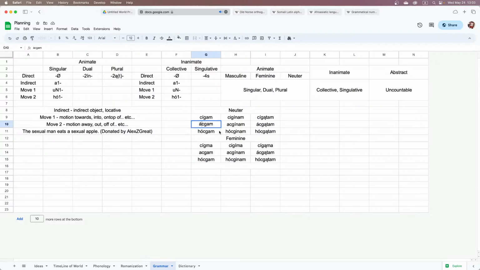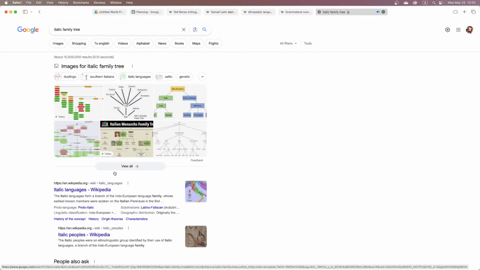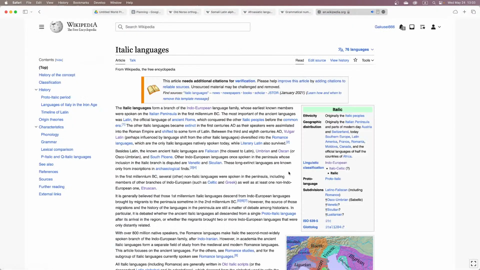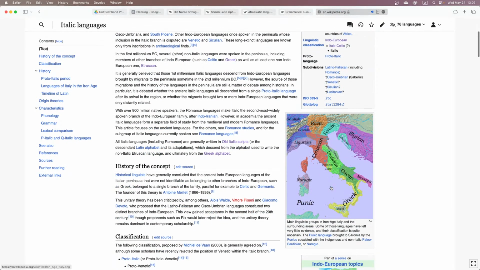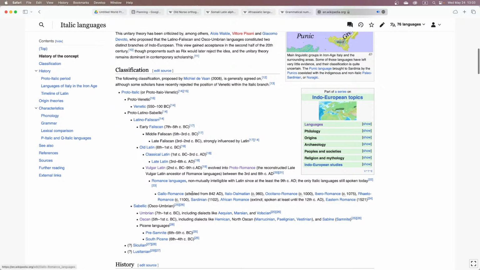Oh, this is going to have stress on the first syllable. Oh, Western Romance. Italic is higher up on the tree. Italic is just the ones in Italy at the moment, right? Or the old ones from, yeah, here we go. Proto-Italic, so Western Romance languages.